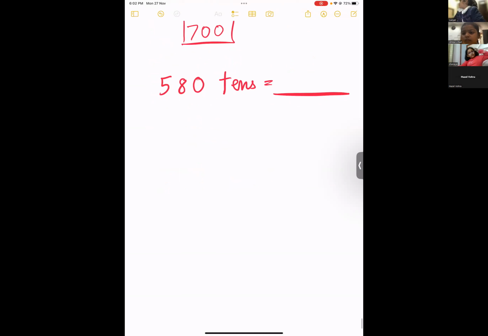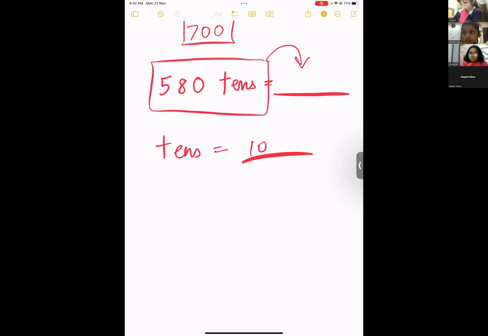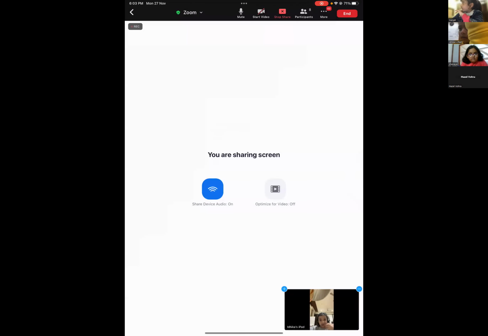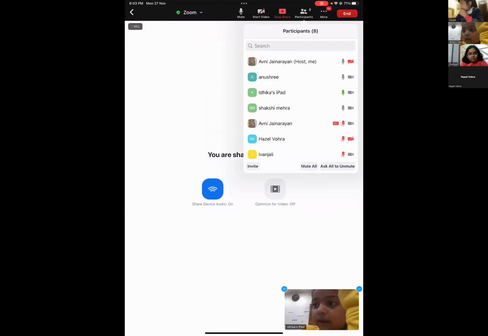Shall I give you another question? Now we all know that 10 has 10. Ma'am, have you got the answer? Yes, now I got it, Idhika. But the answer is wrong. Now write the correct answer and send it. How many tens are there in 580 tens, is equal to what number? Send the answer for 580 tens. You're sending it wrong. You're not understanding the question.